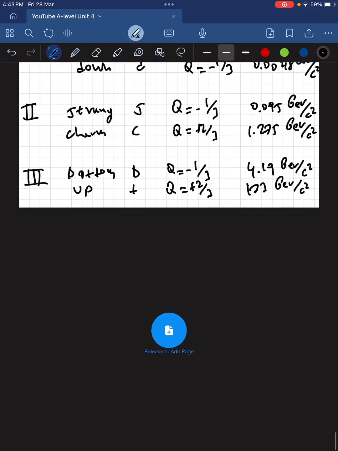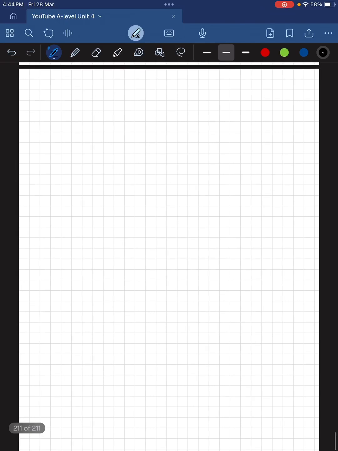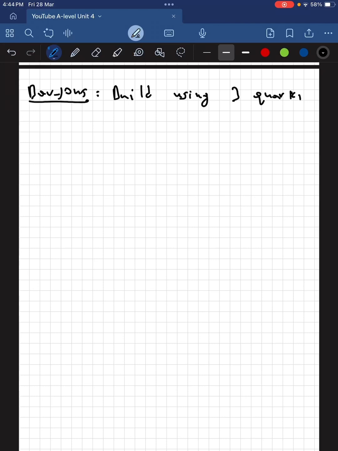All right, that was a lot, actually, more than I expected. Now, how do we build baryons? Okay, baryons. So they are built using 3 quarks or 3 antiquarks.